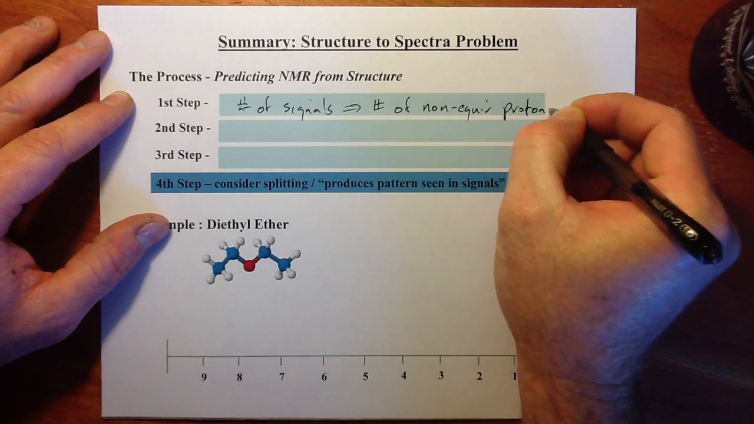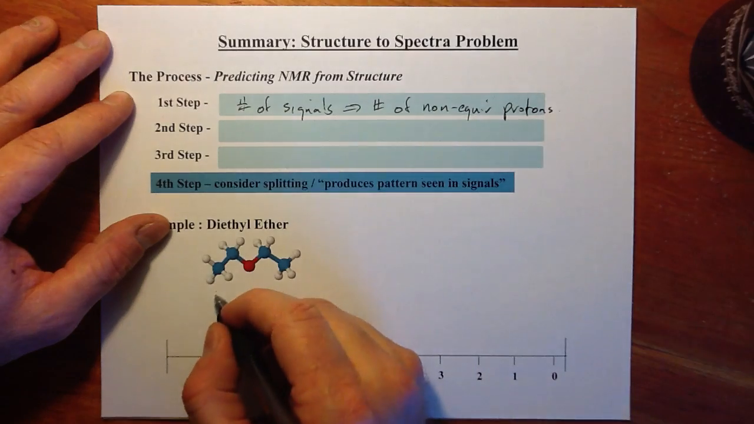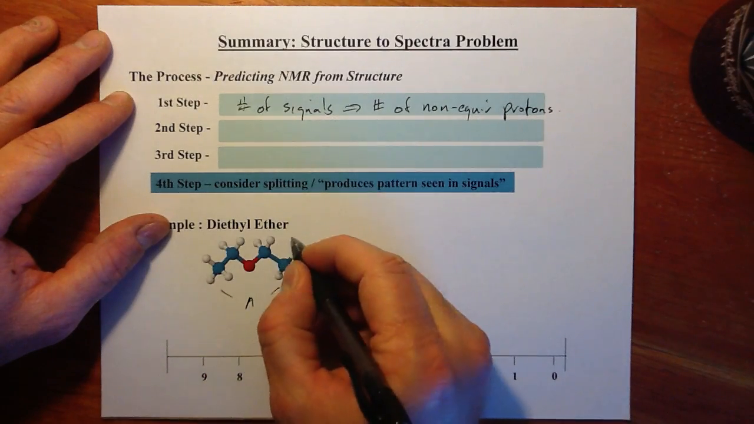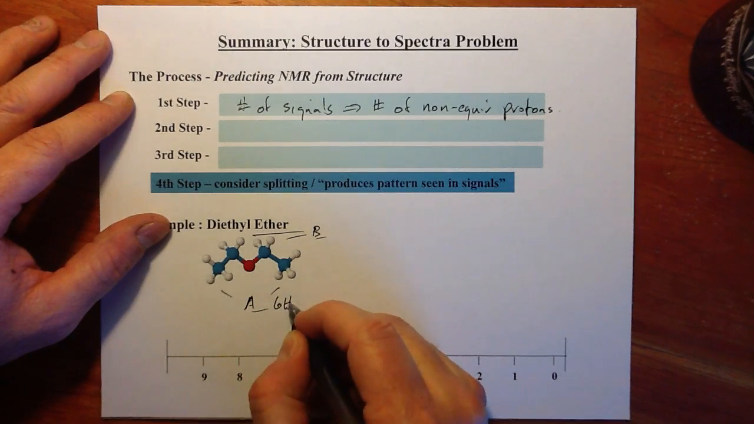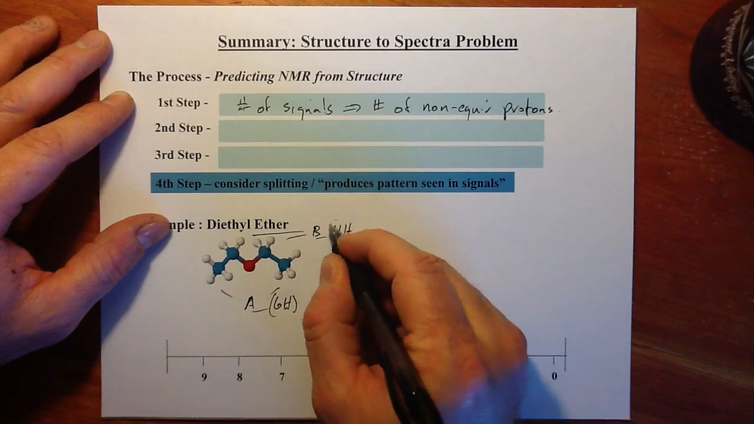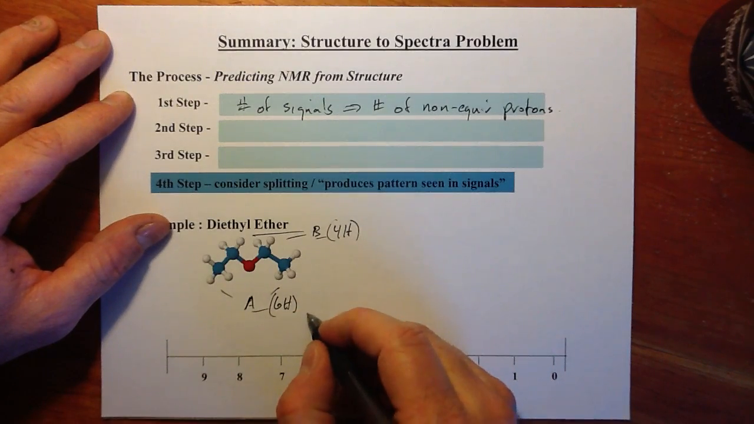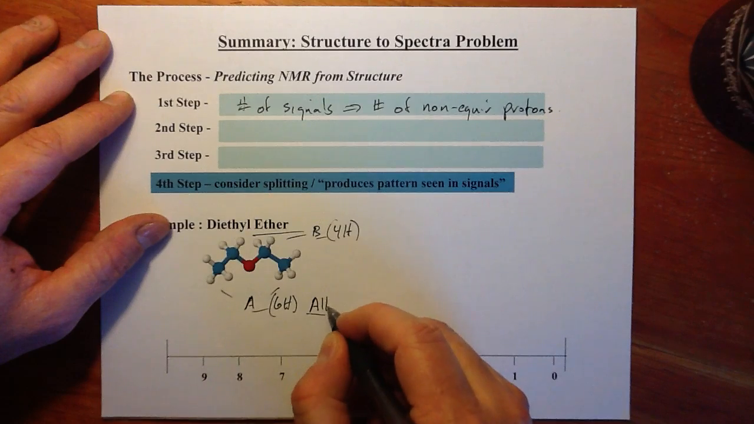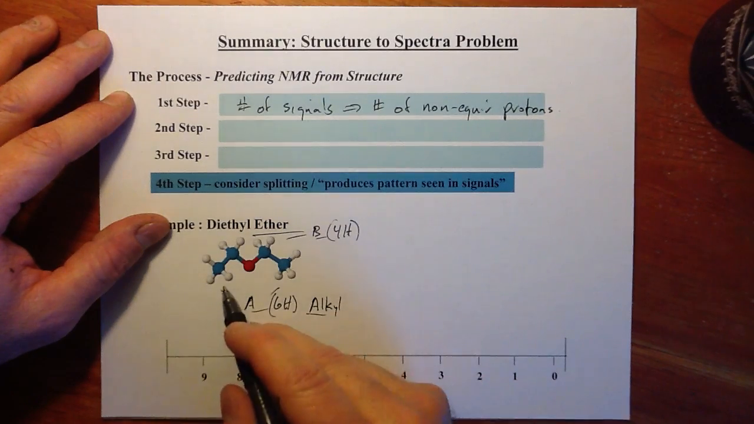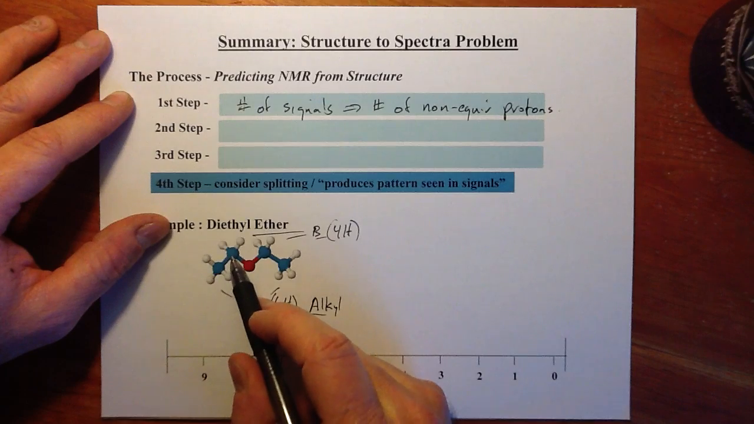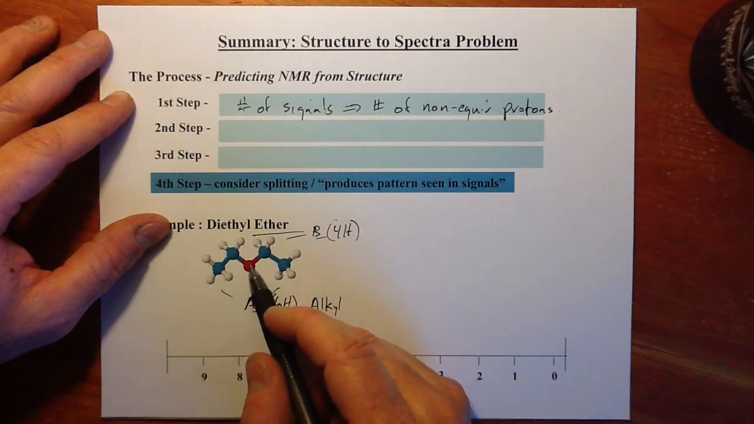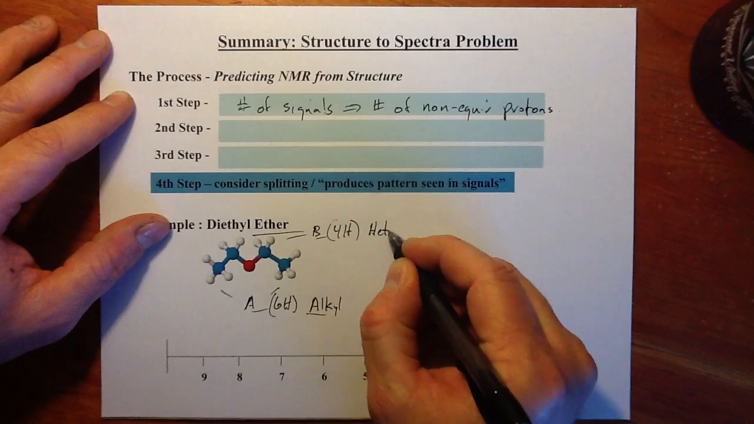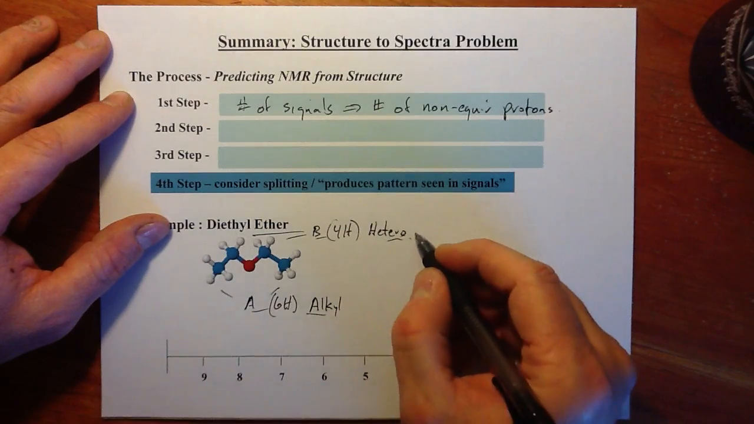So for diethyl ether, we said that was 2. There were this type here, and we have B and A. There were 6 protons here, 4 protons here. These were alkyl because they are off of sp3 carbon. It's bonded to sp3 carbon. These would be protons that are heteroatom affected. They're on a sp3 carbon bonded to an oxygen, so I'll just put heteroatom affected.